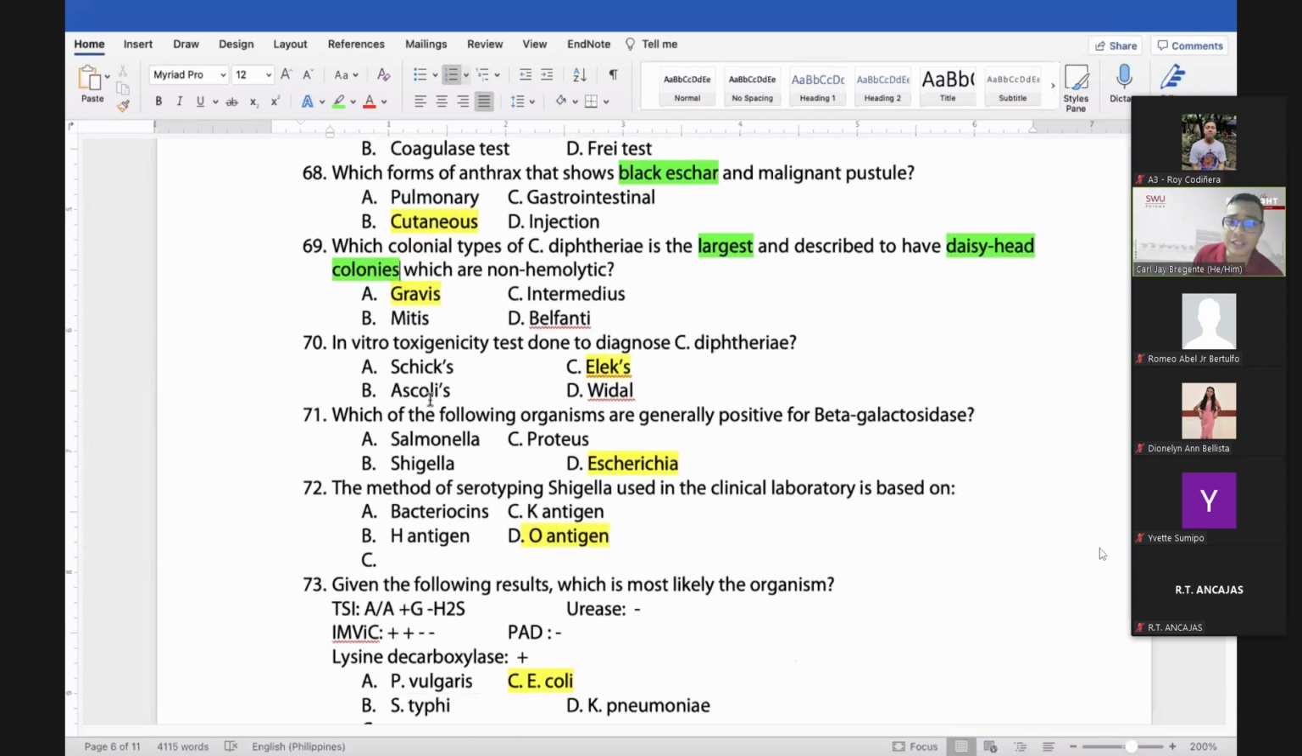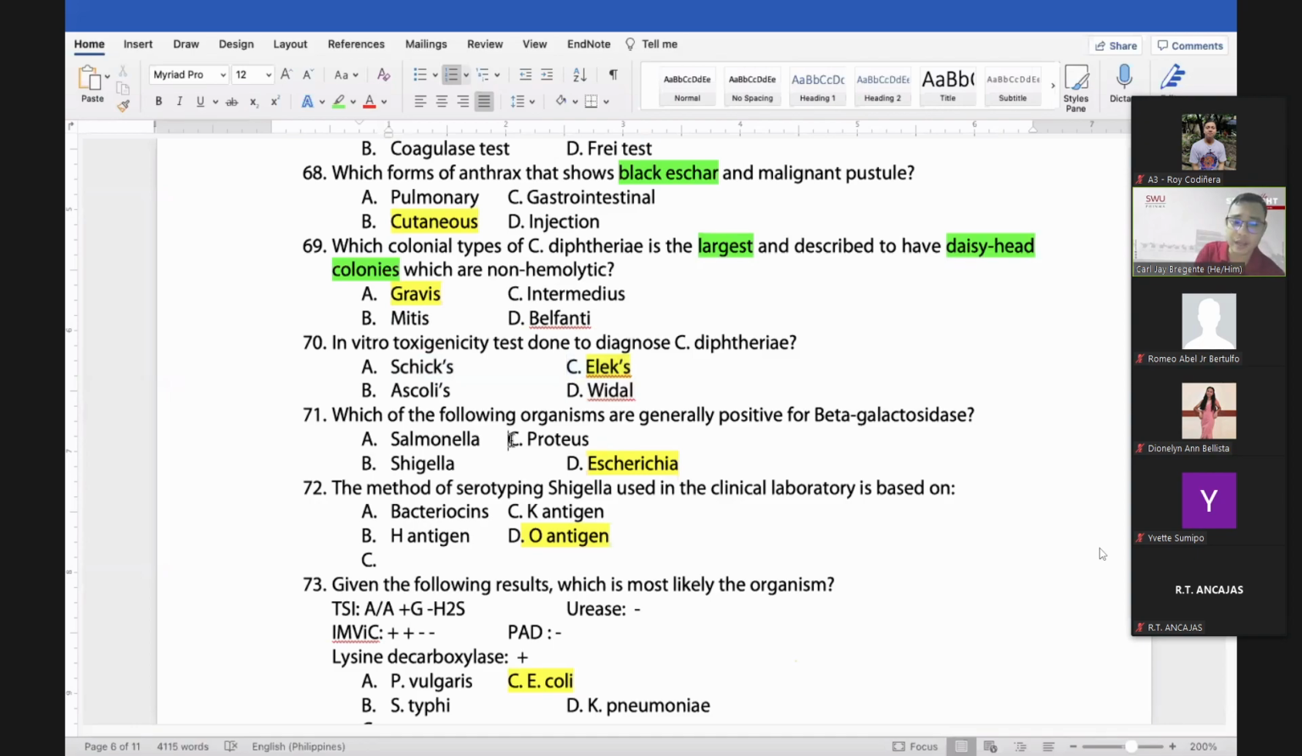70, in vitro toxicity test done to diagnose C. diphtheriae. The correct answer is the Elek test. Okay. Quellung test is for Streptococcus pneumoniae. Ascoli test, again, is for Bacillus anthracis. Widal test is for Salmonella serotyping. So the correct answer is Elek testing.